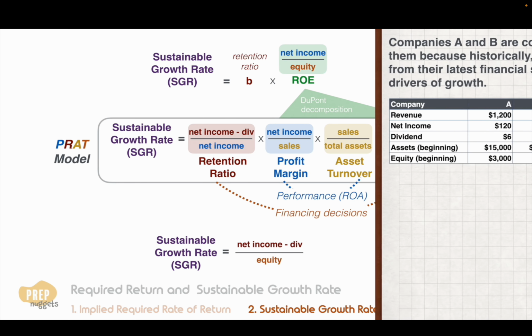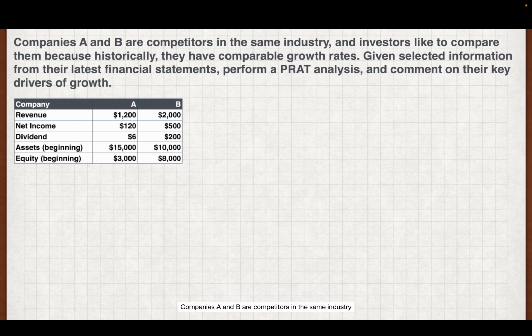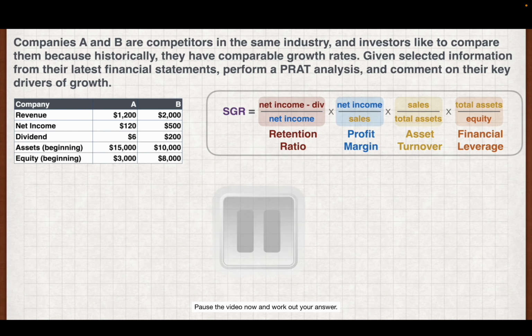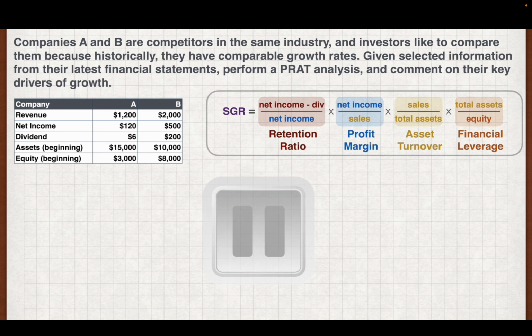Let's see how this works. Companies A and B are competitors in the same industry, and investors like to compare them because historically they have comparable growth rates. Given selected information from their latest financial statements, perform a Pratt analysis and comment on their key drivers of growth. Pause the video now and work out your answer.